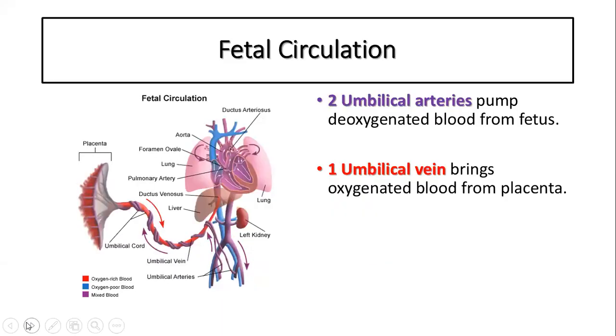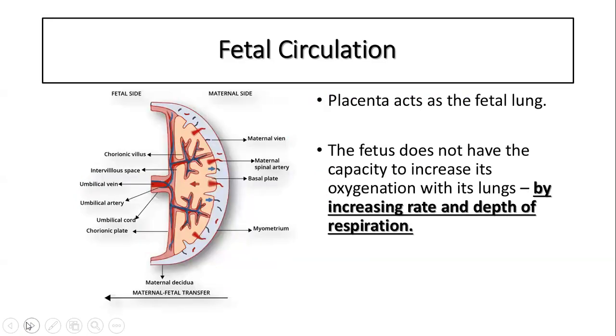So we know that fetal circulation is sitting fundamentally on two umbilical arteries and one umbilical vein. The umbilical arteries are pumping deoxygenated blood from the fetus, and the umbilical vein is bringing oxygenated blood. So this is fundamental. Now we know that the placenta is the baby's lungs. The baby is not using its lungs in utero. Therefore, when the baby has low oxygen saturations, it does not have the capacity to increase the rate and depth of respiration. This is fundamental.